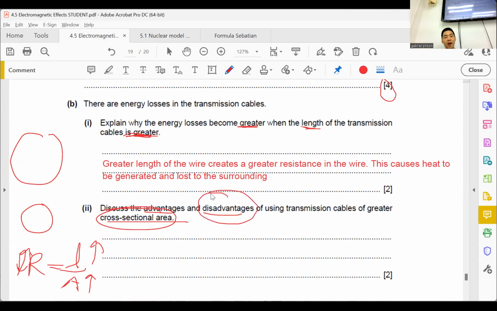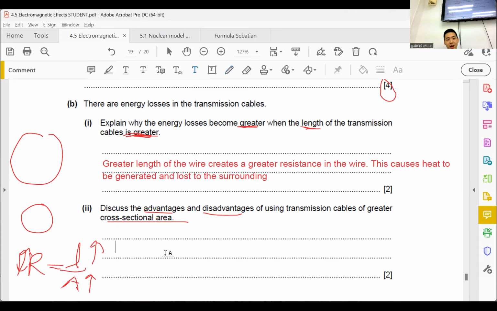What about the disadvantage? In terms of an economical point of view, Rockwell, what do you think is the disadvantage of using a large cross-sectional area? Economical point of view, using more materials, what does that mean? It will cost more, right. So this is your advantage and disadvantage, guys.